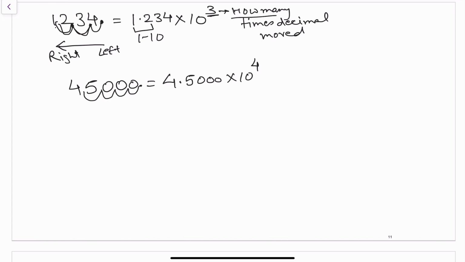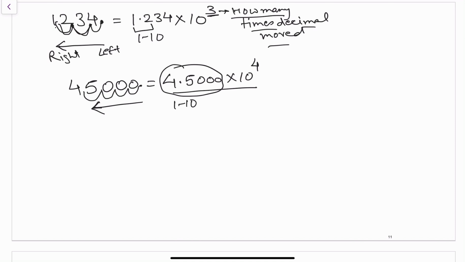Like I said, this is how many times you move the decimal. Now the question is, is this 4 negative or positive? It's again positive because we move the decimal from left to right, right? So this is your scientific notation. If you see one more time, this number is between 1 and 10, which is 4.5, right? So this is how you normally do it.